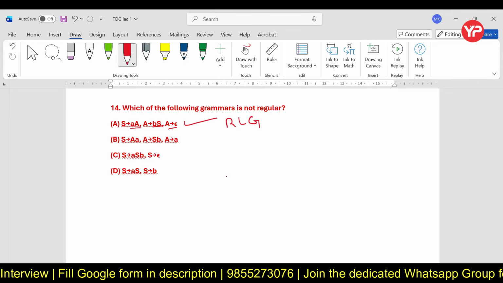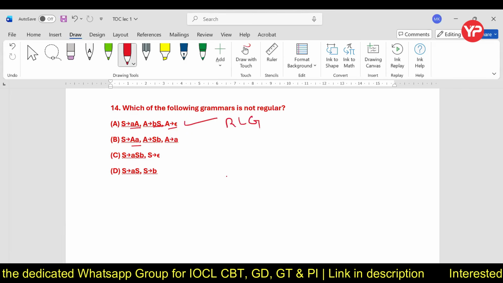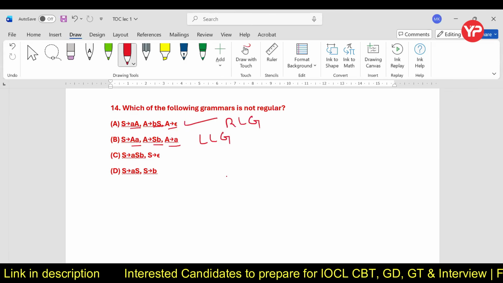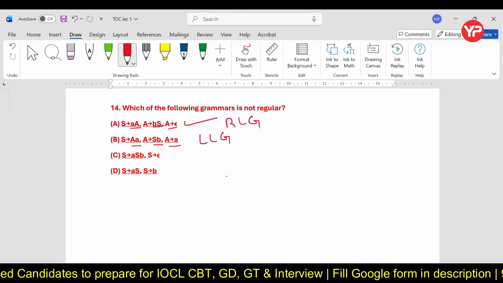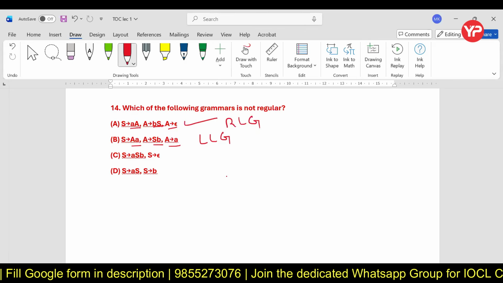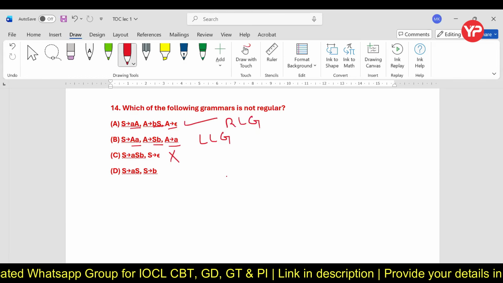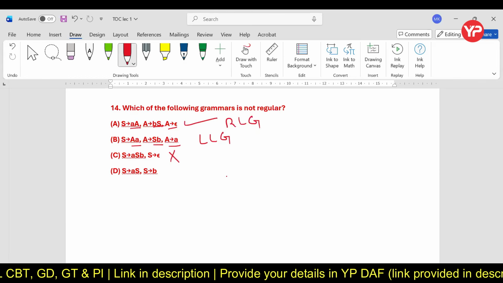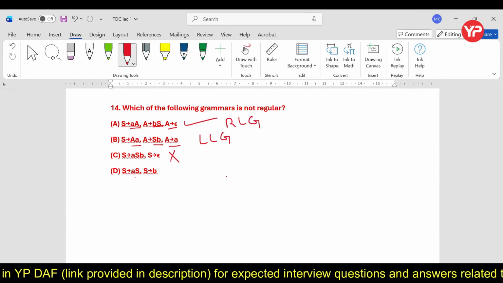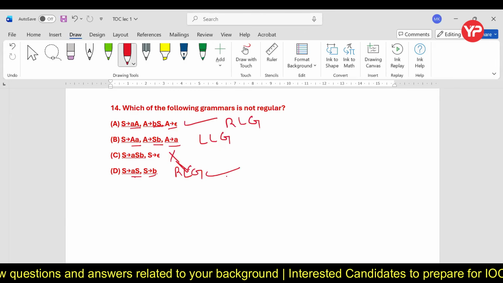Next, variable is at left, no other variable. This is left linear grammar. Next, aSb. This is neither right linear nor left linear. That's why it is not regular grammar. And this one is right linear grammar again. So these three are the right ones.